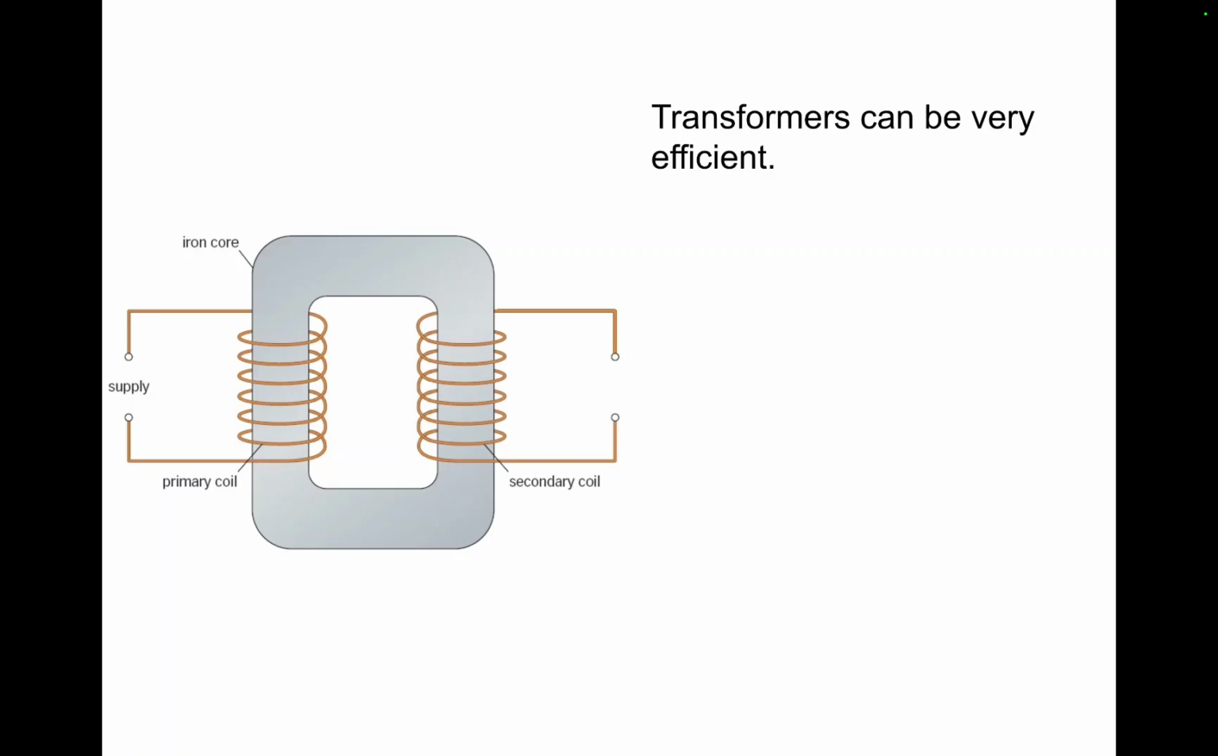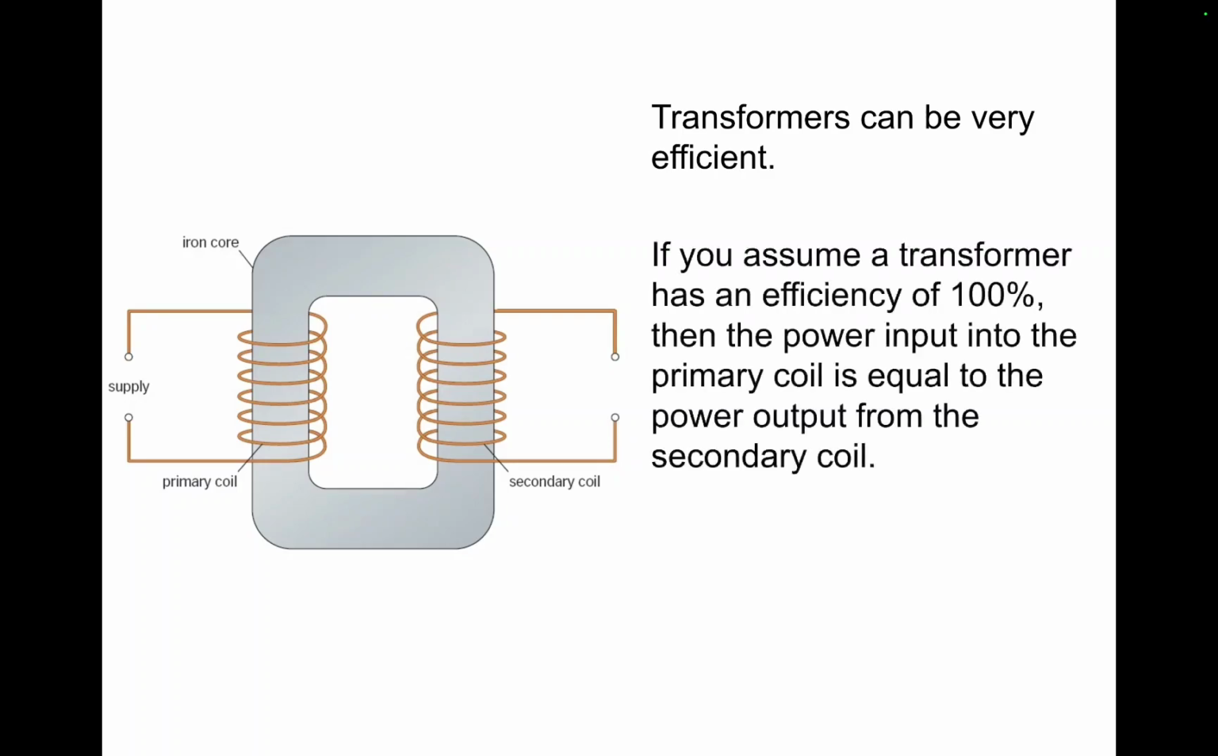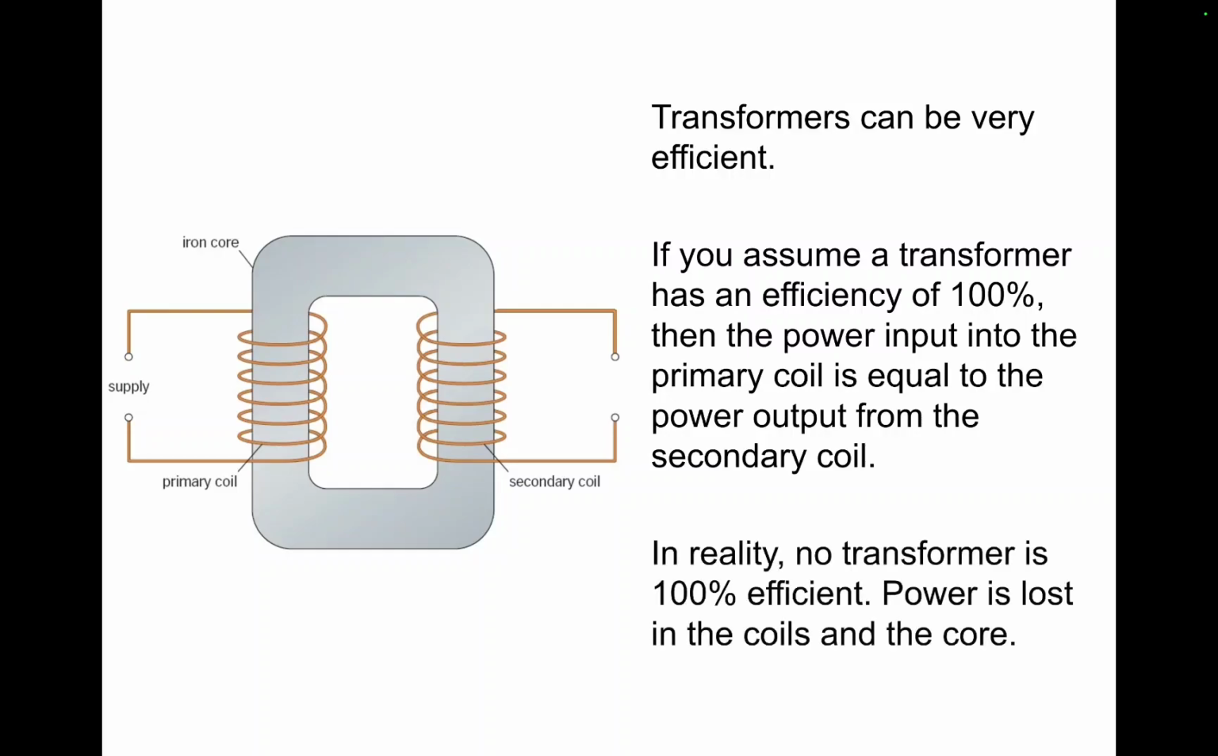Transformers can be very efficient. If you assume a transformer has an efficiency of 100%, which obviously in real life it doesn't, but at GCSE we always make that assumption, then the power input into the primary coil is equal to the power output from the secondary coil. So the power on the primary is equal to the power on the secondary. As I've stated, in reality, no transformer is 100% efficient. Power will be lost in the coils and in the core, mainly due to heating effects and small fluctuating currents called eddy currents. But if you do A-level physics, you'll learn about that then.